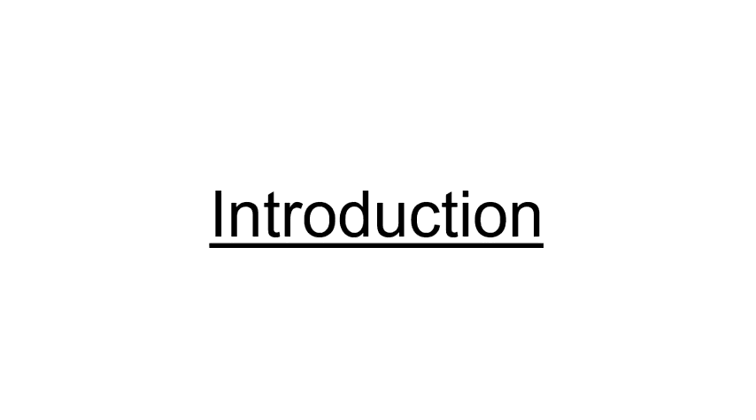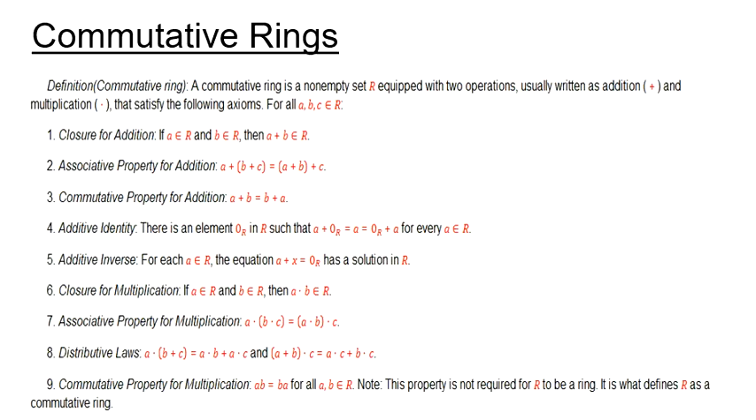So this is my introduction. Here I have the definition of commutative rings. A commutative ring is a non-empty set R equipped with two operations, usually written as addition and multiplication, that satisfy these 9 axioms: the closure for addition, associative property for addition, commutative property for addition, additive identity, additive inverse, closure for multiplication, associative property for multiplication, the distributive laws, and the commutative property for multiplication.